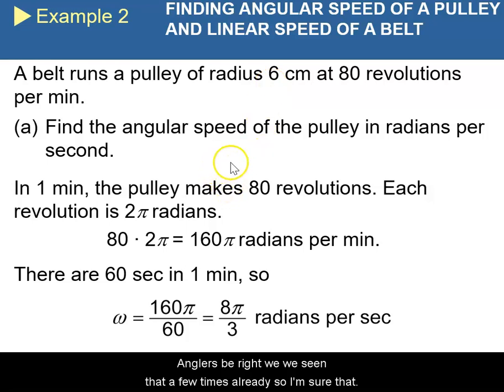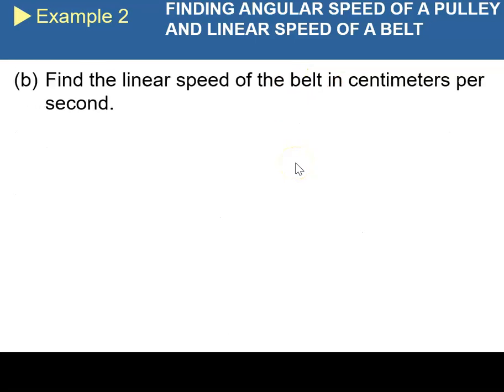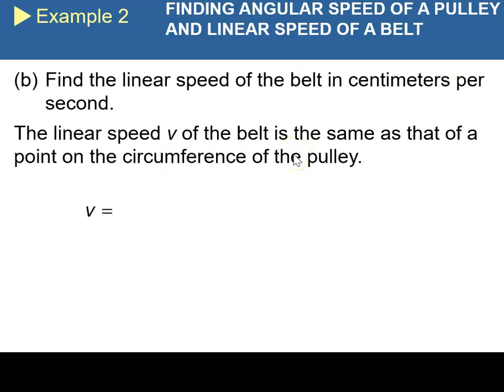I'm sure that this PowerPoint is going to pull you in a crazy direction, which is fine. That'll allow you to understand how these things work. But really, I can just multiply 6 times 8 pi over 3, and I will have my linear speed. So at the end of this, I should end up with 2 times 8 is 16 pi centimeters per second. So V is R times omega.